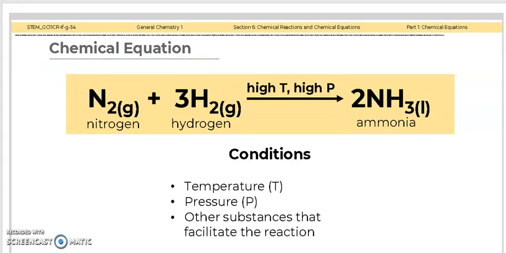For a complete understanding of how the reaction takes place, conditions are indicated above and or below the arrow. These conditions involve temperature, pressure, and other substances that facilitate the reaction.